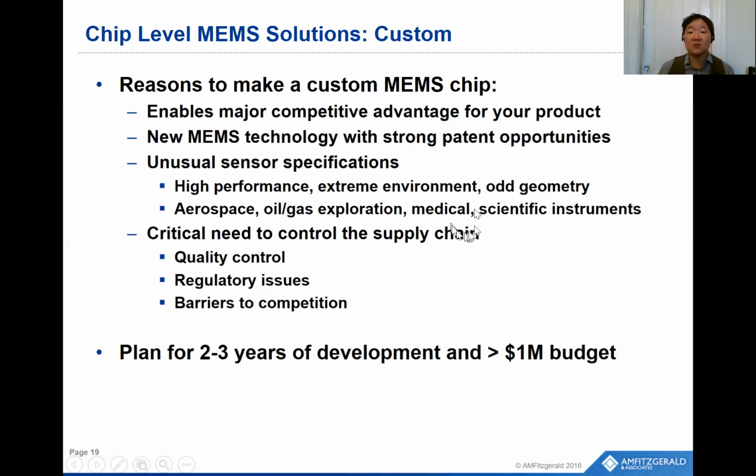Or you have some odd geometries. For example, in medical, you often find a need for chips in odd shapes. That catheter I discussed earlier has a need for a chip that's long and thin, whereas most chips are kind of squarish.